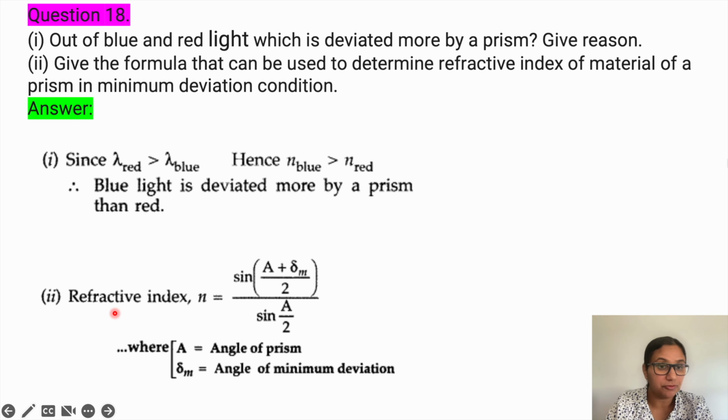And the formula for calculating the refractive index of the material of a prism is n is equal to sine of (A plus delta m) divided by 2, divided by sine of A by 2, where A is the angle of the prism and delta m is the angle of minimum deviation. You have to be careful here because if it is a 2-mark question and you just write the formula, you get only 1 mark. You have to also specify what A is indicating, that is the angle of prism, and delta m is the angle of minimum deviation. So you must write this, where A is the angle of prism and delta m is the angle of minimum deviation.